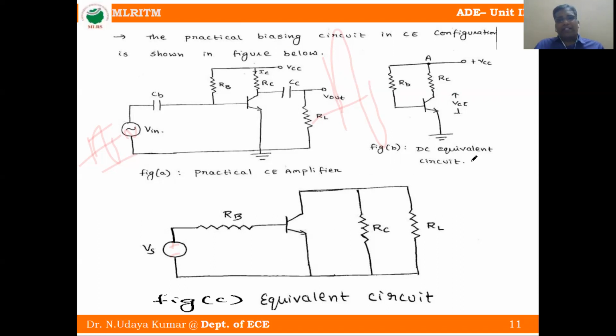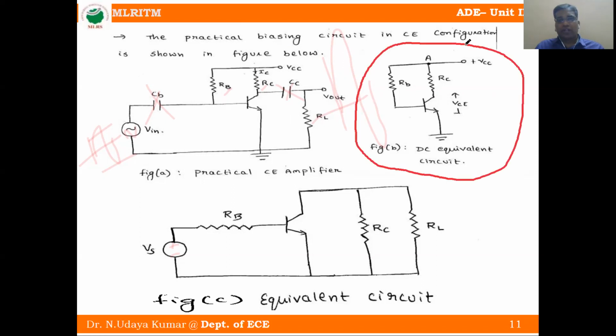What is the DC equivalent circuit? DC equivalent circuit means we have to remove the capacitor, so this is the open circuit for DC. Open circuit means no current will flow here, and here also not. We will only get the DC equivalent, meaning RB, RC and VCE. So this is called the DC equivalent circuit of the AC amplifier.